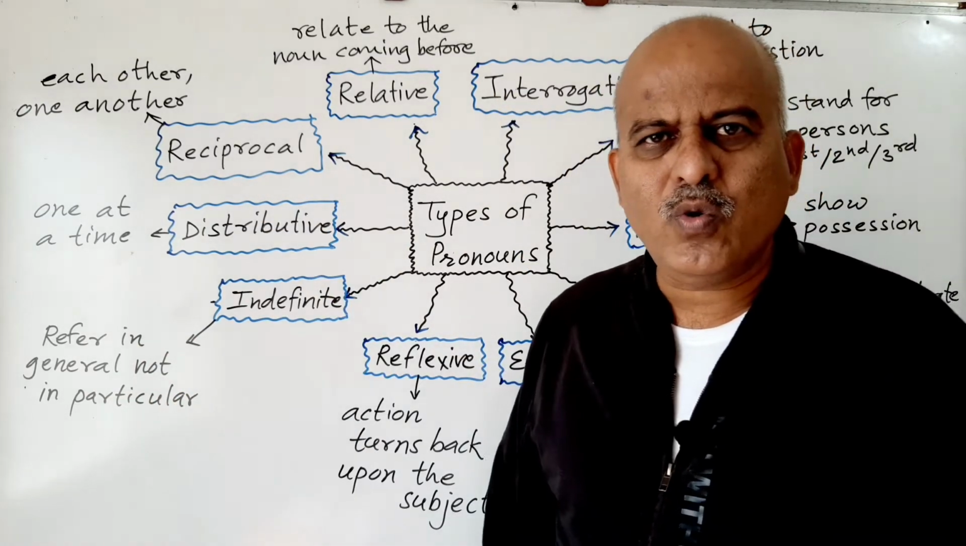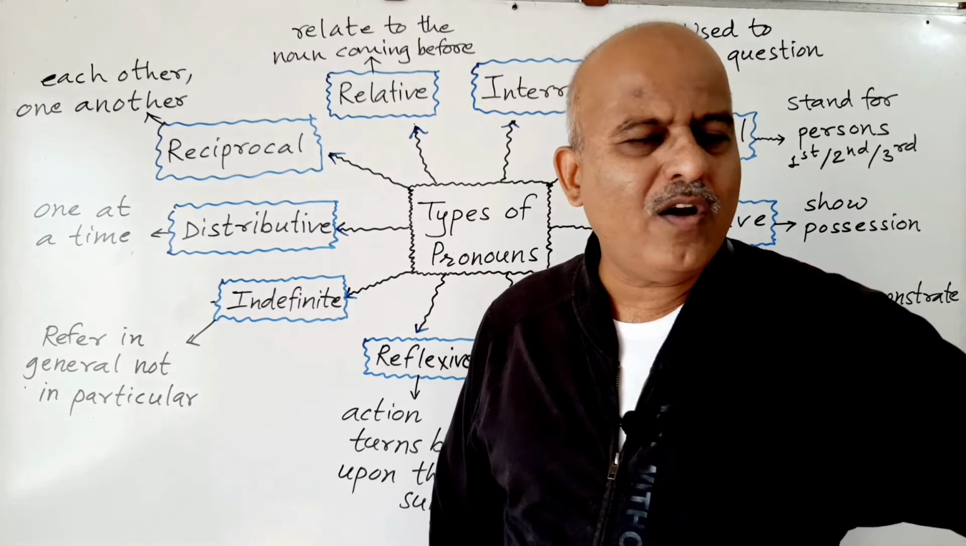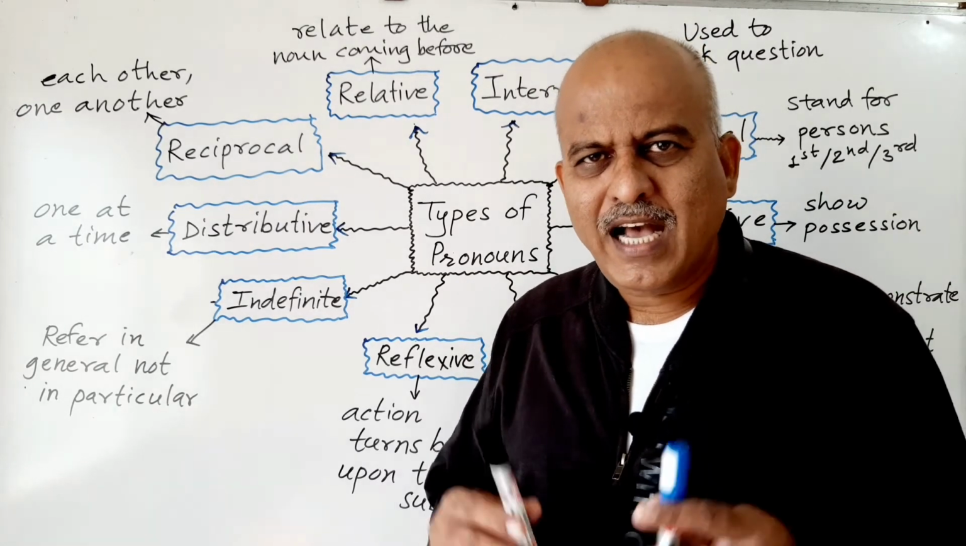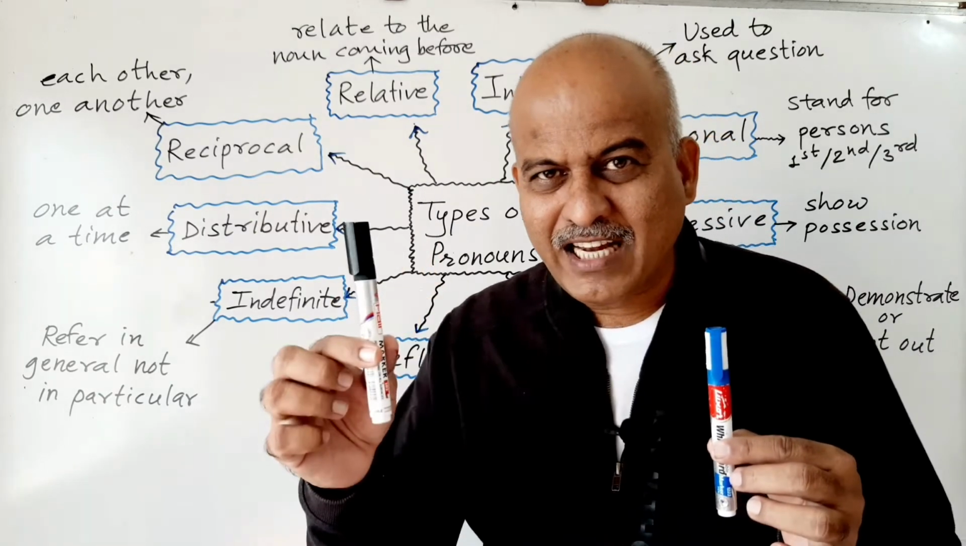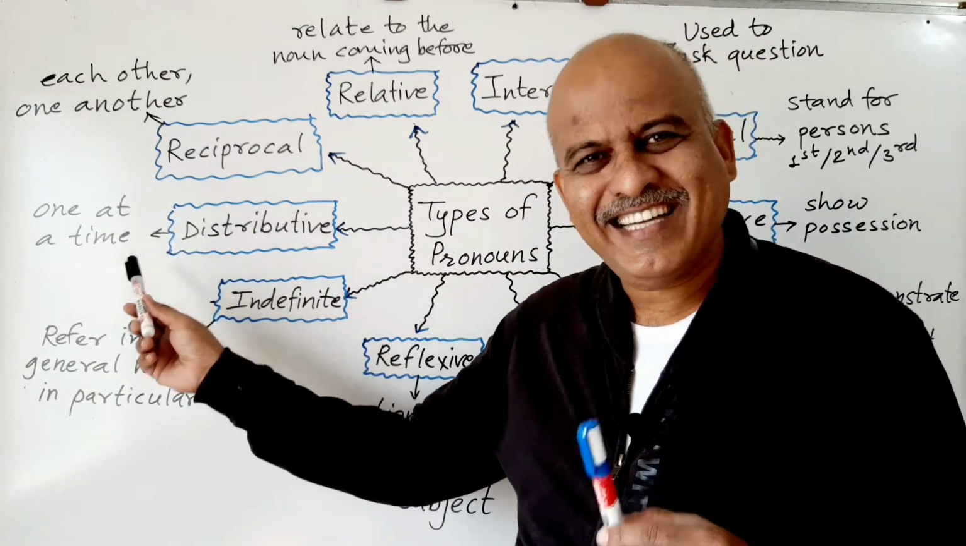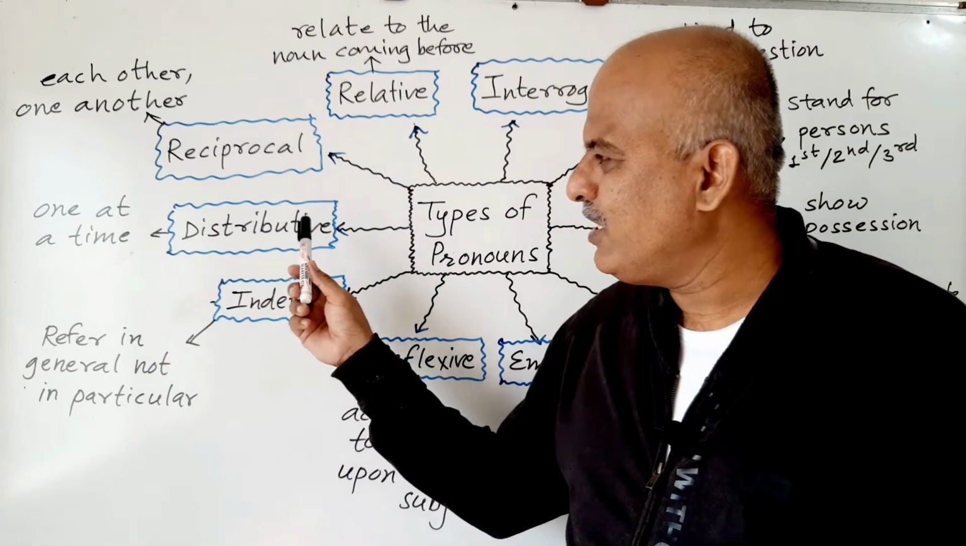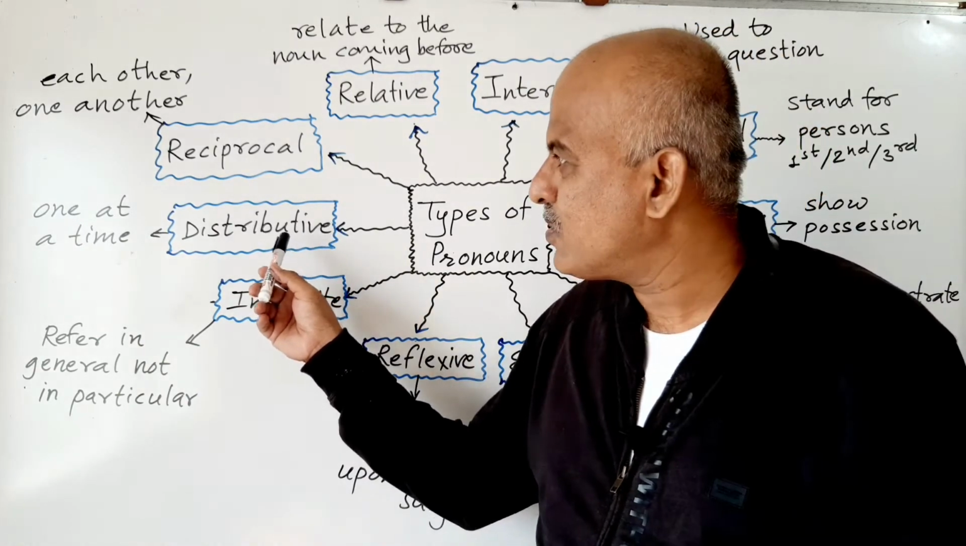Distributive pronouns show one at a time. Either of these two pens will do. Either. Not both. Either this one or that one. One at a time. So these pronouns are distributive pronouns.